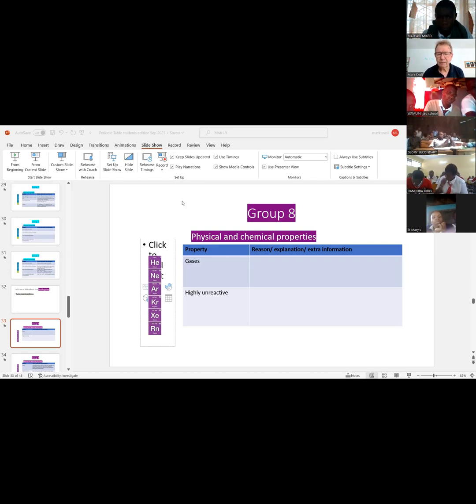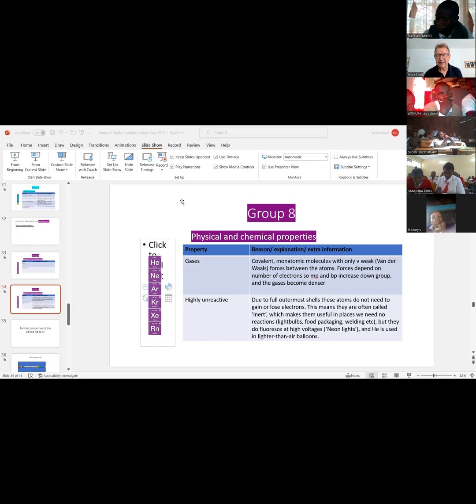And the reasons? Well, the reason they are gases is that they are monatomic. In other words, they are single atoms, and there is almost no force of attraction between them. The van der Waals forces are very weak, which means they just spread out. They have very, very low melting points and boiling points. They're all gases.